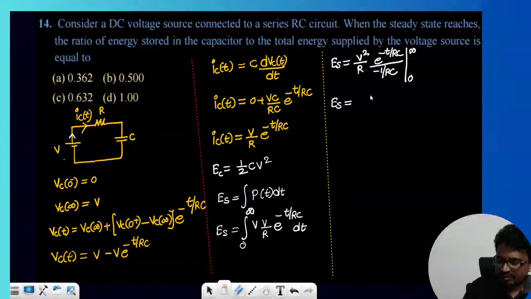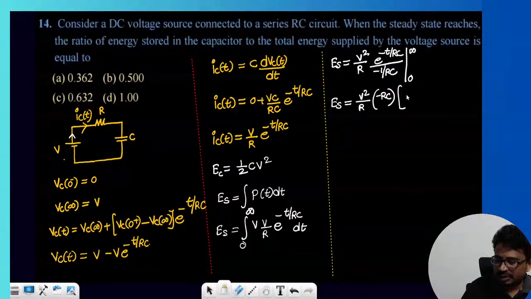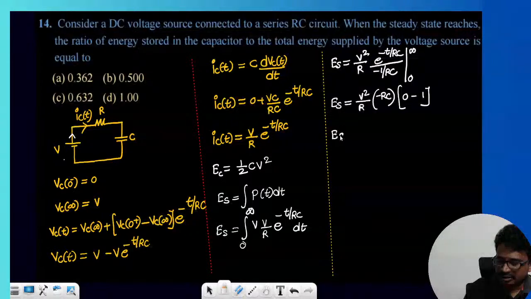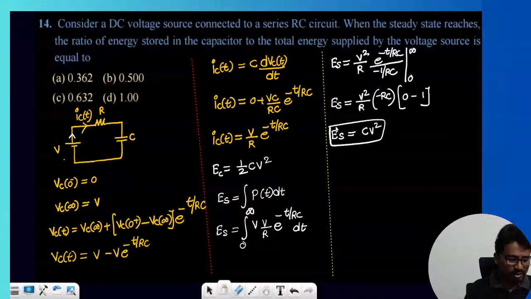You can see here, this is V square by R into minus RC, into e power upper limit, which is equal to 0, minus 1. So then what is this energy? The minus will get cancelled, and it will be equal to CV square. This is the energy supplied by the source.